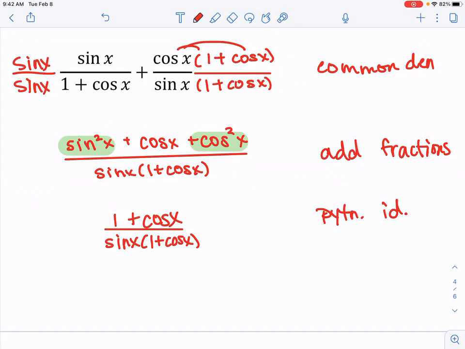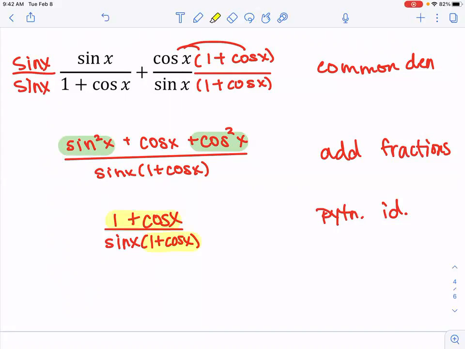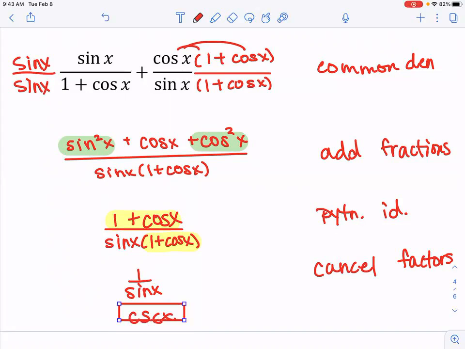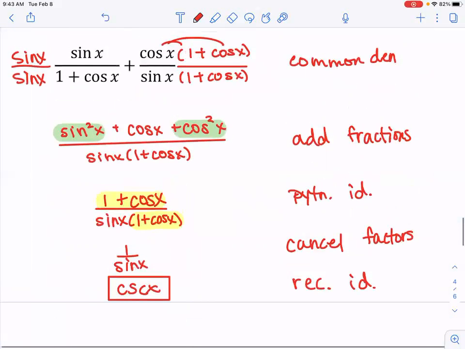So use the Pythagorean identity to get sine squared plus cosine squared is 1. Now what? Yeah, those are going to cancel. And what's 1 over sine? Oh my goodness, that's so simple compared to what we originally had. I don't know why I was worried about time. We got through that, no problem.